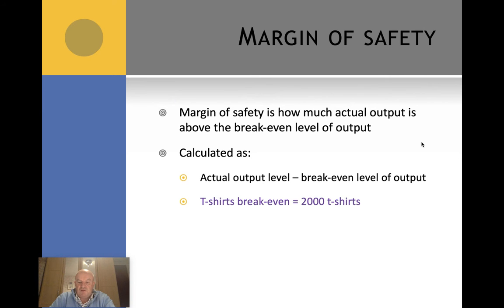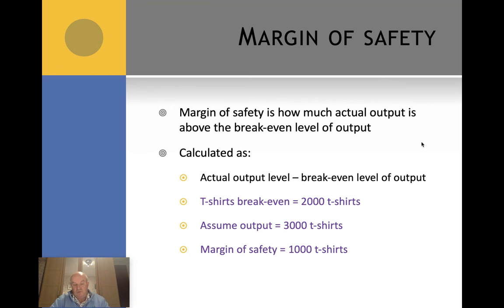Okay, so another example here. It's essentially what I've just described. Our t-shirt break-even output was 2,000 units, and our assumed actual output is 3,000 units. So we would be producing at a point 1,000 units further on than our break-even point. So our margin of safety would be, in that case, 1,000 t-shirts.